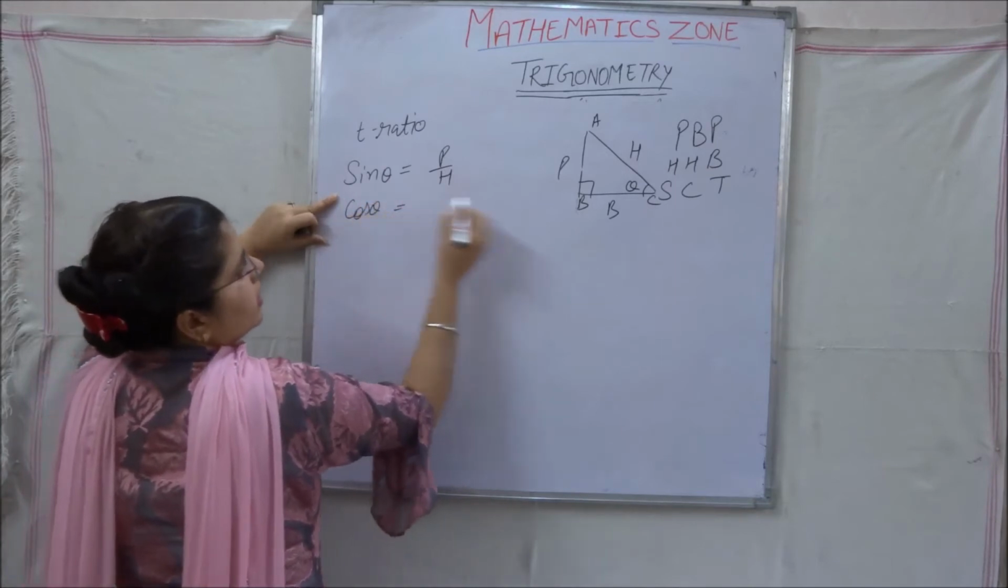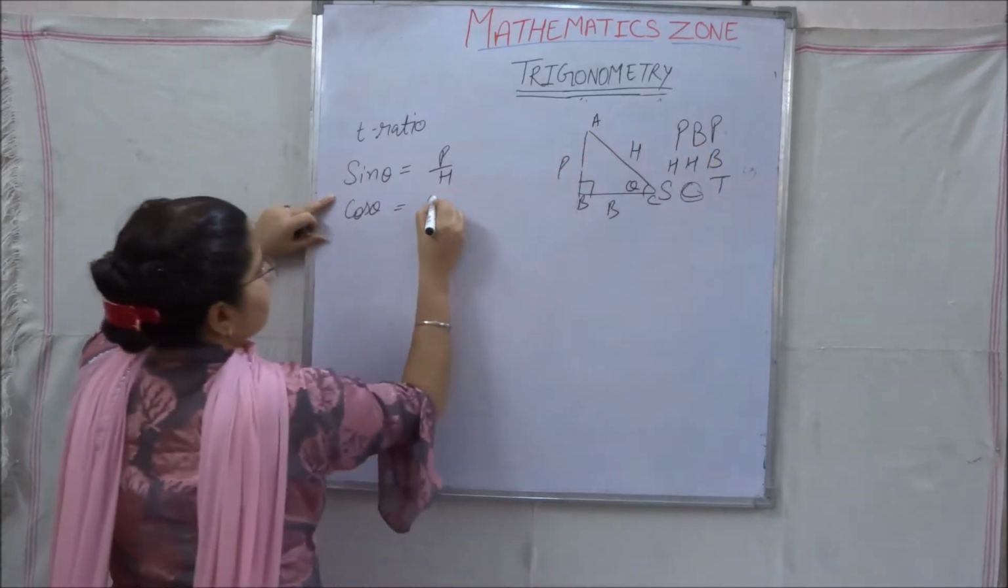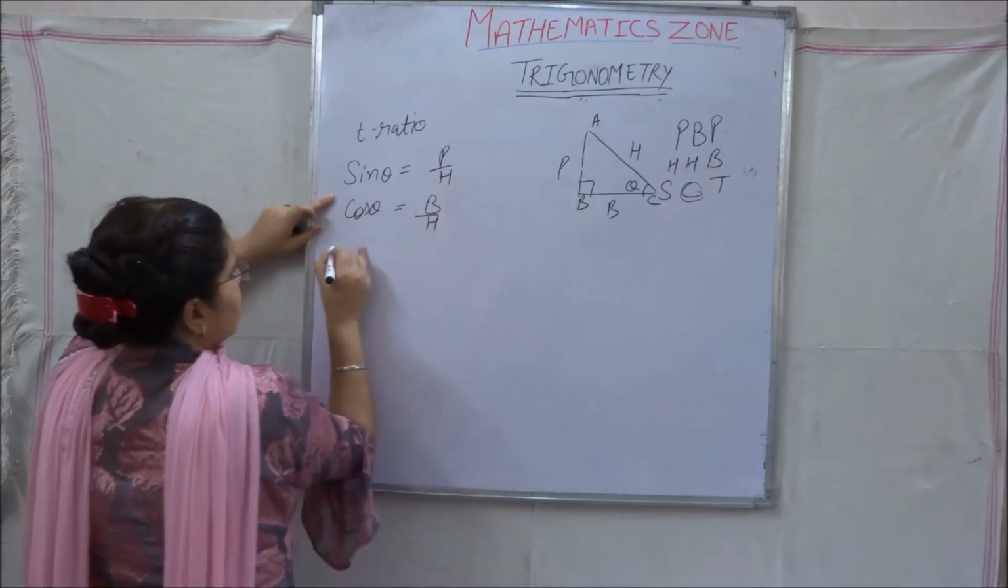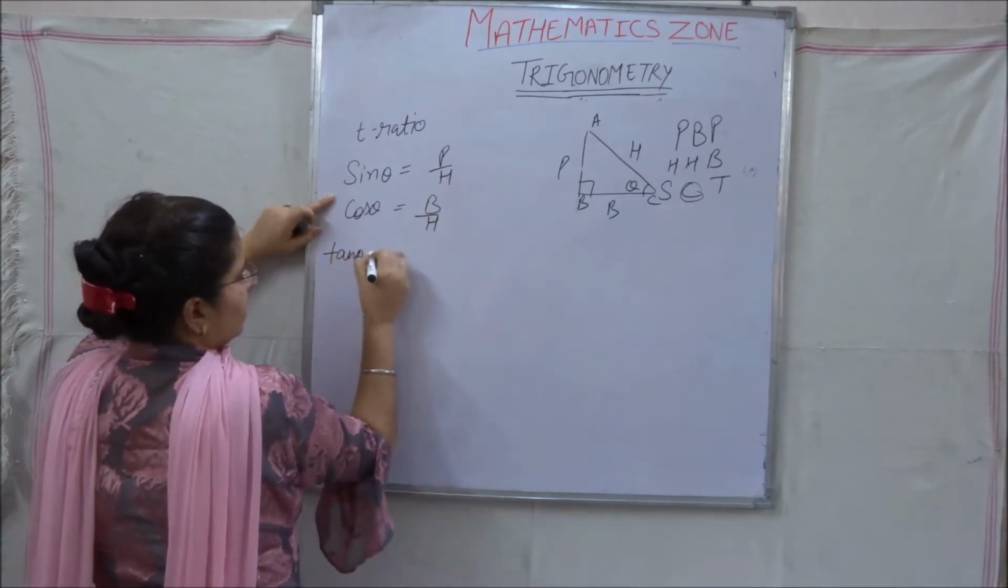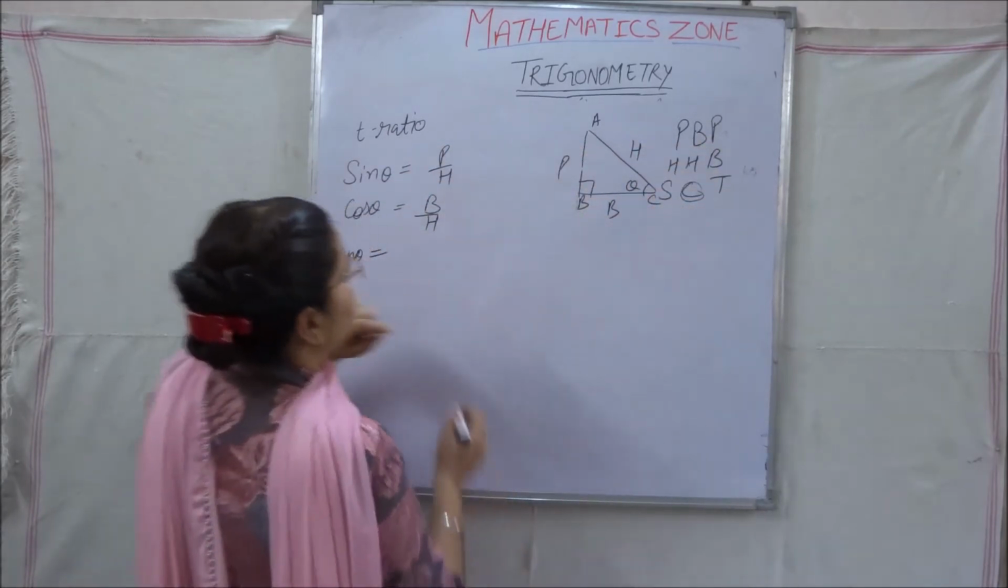Cos theta will be B upon H. This is cos theta, that is B upon H. Tan theta will be P upon B. This is tan theta.